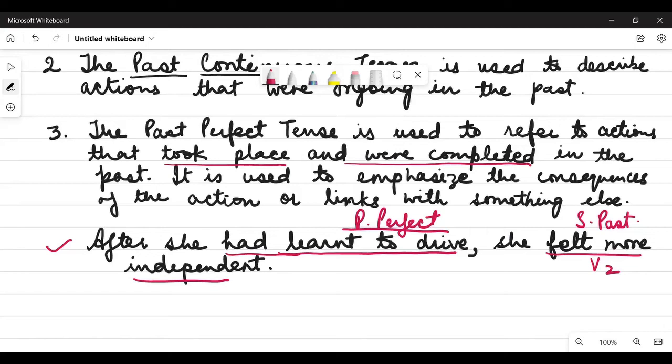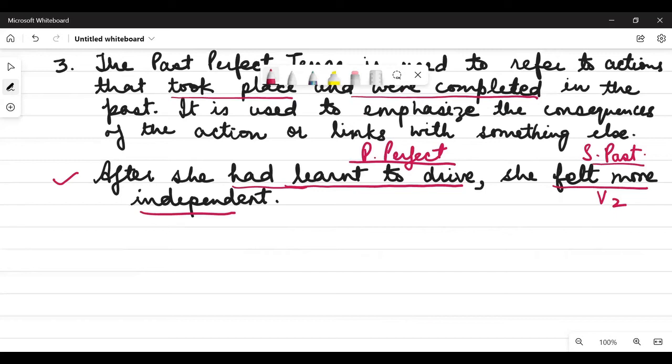And the action which occurs as the consequence of the first action, for that we always use simple past. Like here, after she had learned to drive, she felt more independent. So when she learned to drive, this took place first. After that, as a consequence, she started feeling more independent. So here we have used past perfect, had learned to drive. And in the second action, which is the consequence, felt more independent, here we have used simple past. I hope it is clear now.